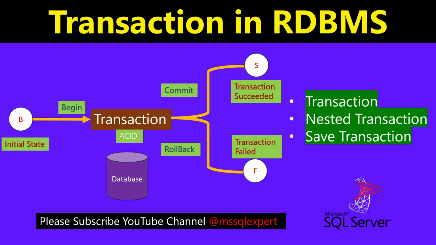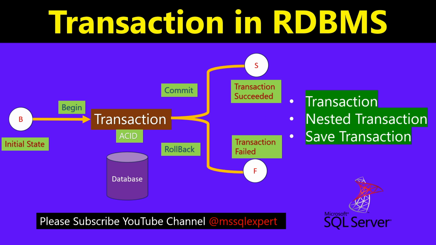And one more thing, there is a savepoint, and we can also call it a save transaction. Suppose a problem occurs in between, and we have to recover that particular transaction up to a certain point, up to a certain state, then we can save that transaction, and from that step we can roll back. Okay. And in this video we are going to see nested transaction as well.